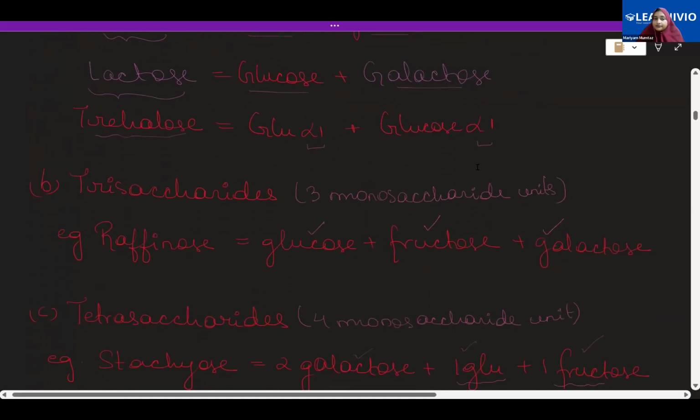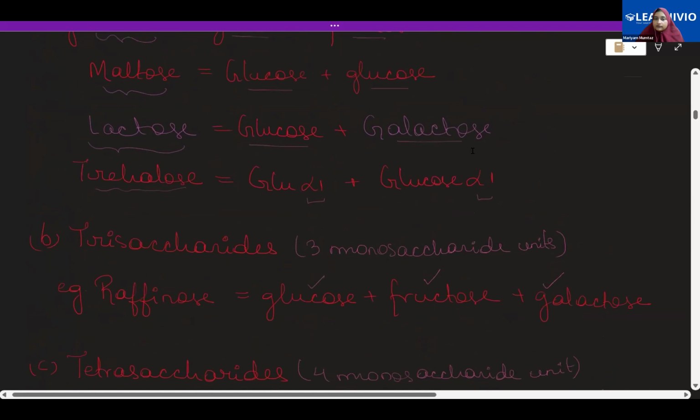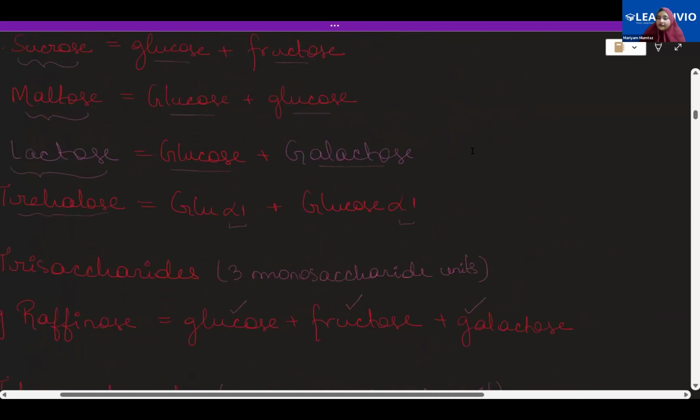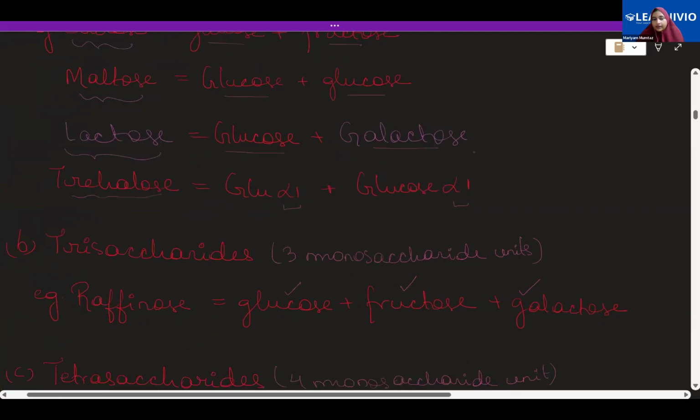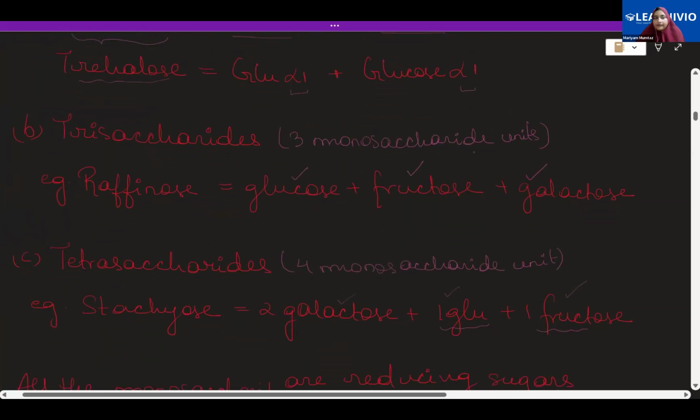Furthermore, the difference between glucose and glucose alpha 1: this glucose alpha 1 refers to the first carbon of the glucose forming the bond in both cases. Understood? The first alpha carbon. Whereas in normal glucose, it is C1-4 linkages. Okay, ma'am. Got it.